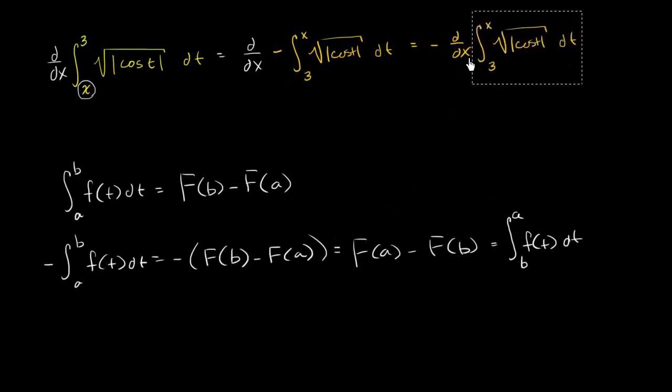And now the fundamental theorem of calculus directly applies. This is going to be equal to, we deserve a drum roll now, the negative, can't forget the negative, and the fundamental theorem of calculus tells us that that's just going to be this function as a function of x. So it's going to be negative square root of the absolute value of cosine of not t anymore, but x. And we are done.